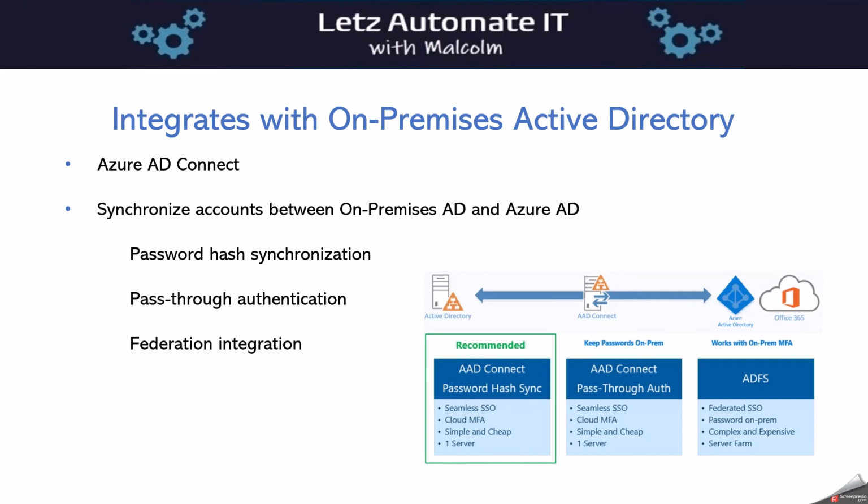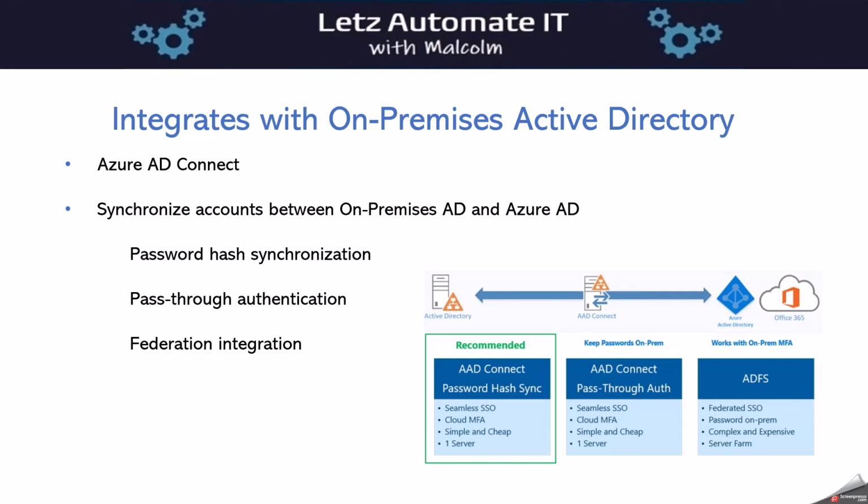This is an image of a typical hybrid deployment where we have a single server with the AD Connect install, and Microsoft recommends using the password hash synchronization for seamless SSO, cloud MFA, and obviously this is a cost-effective solution. It only requires one server.